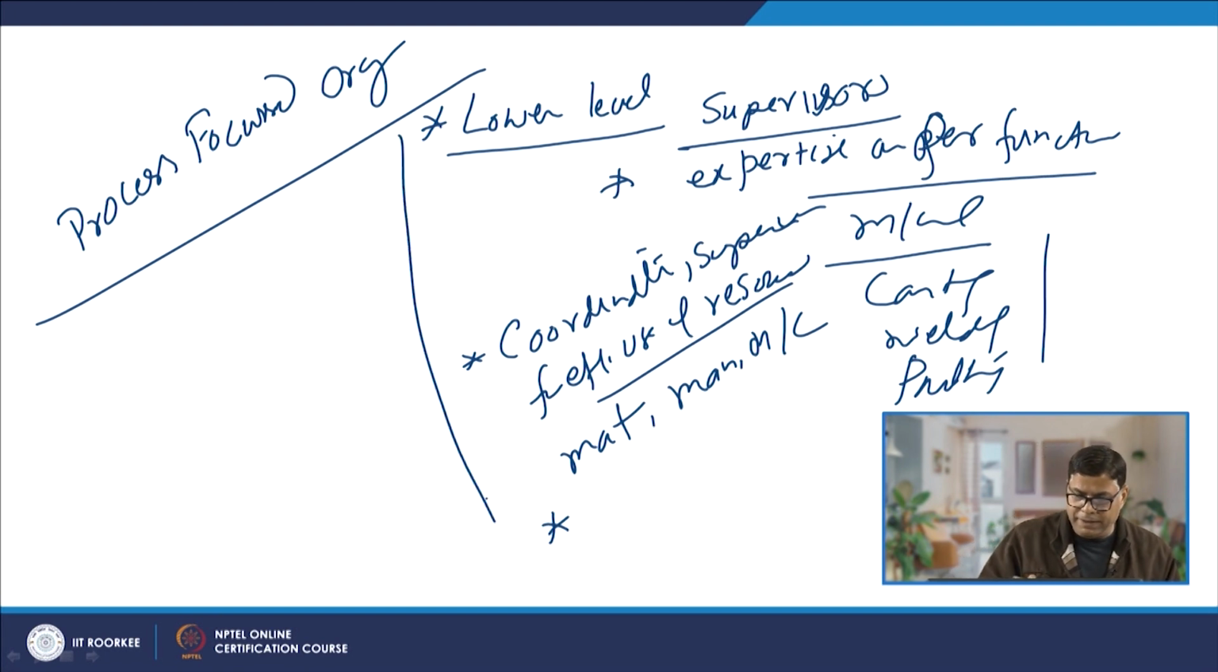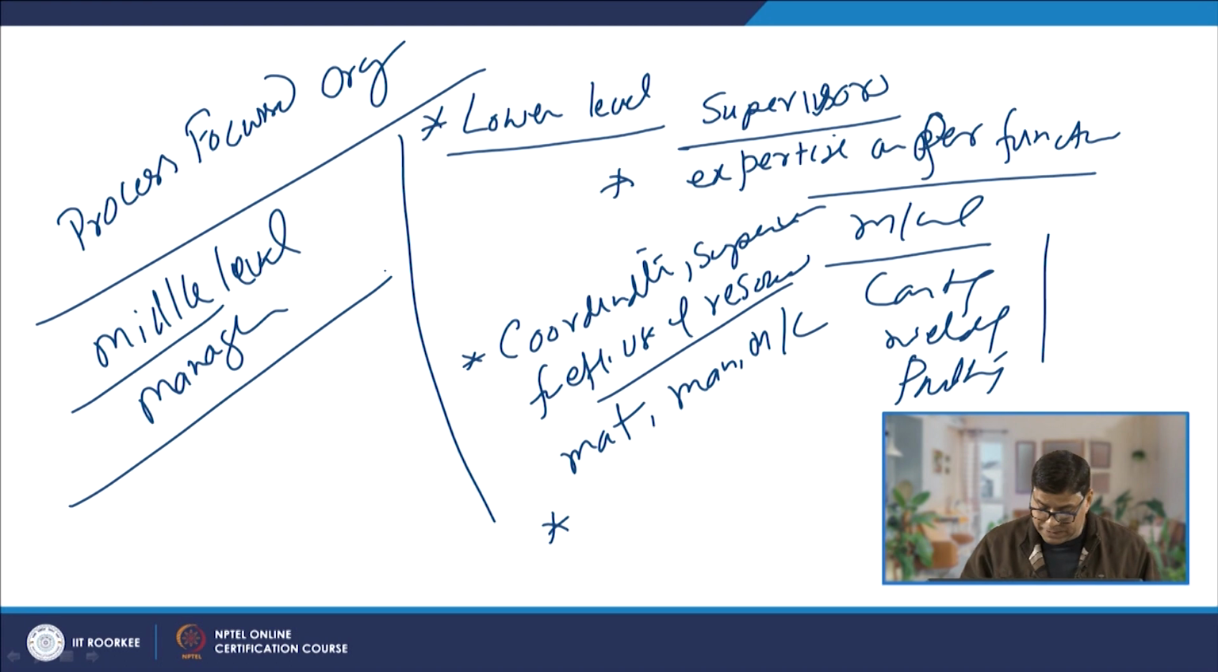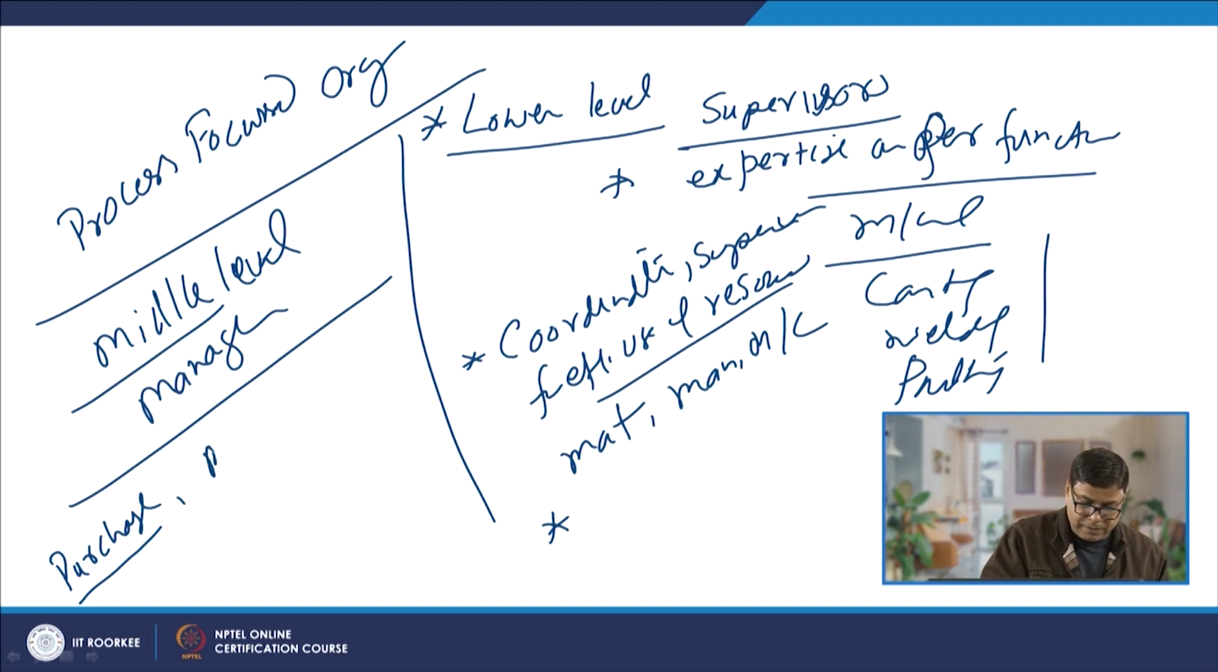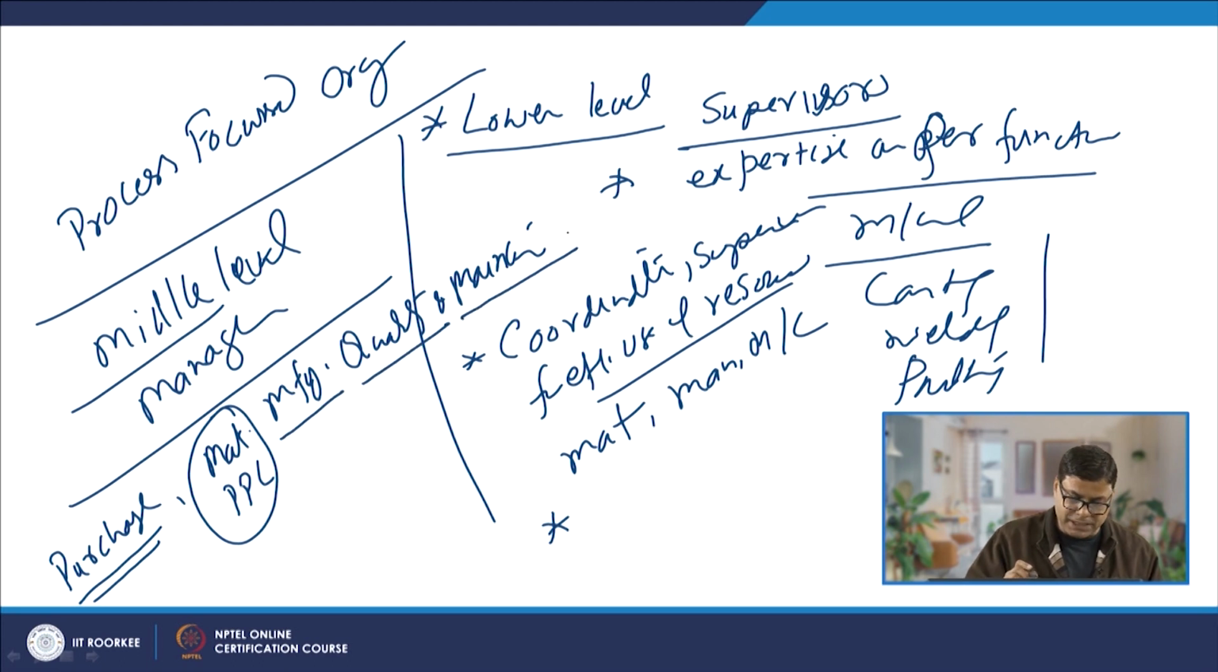So, at the middle level, we primarily have the managers of the different domains like purchase, then material control, production planning control, manufacturing, quality control, maintenance. So, this is the middle level, the managers looking after the purchase, material and the production planning control, manufacturing, quality control, maintenance, etc.